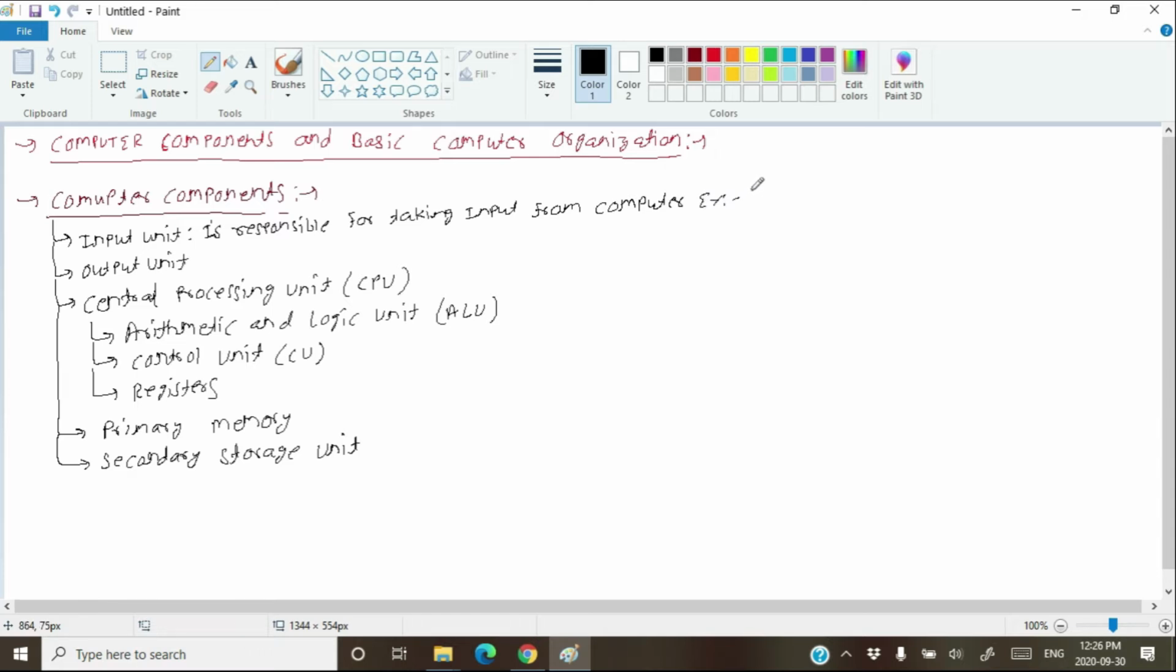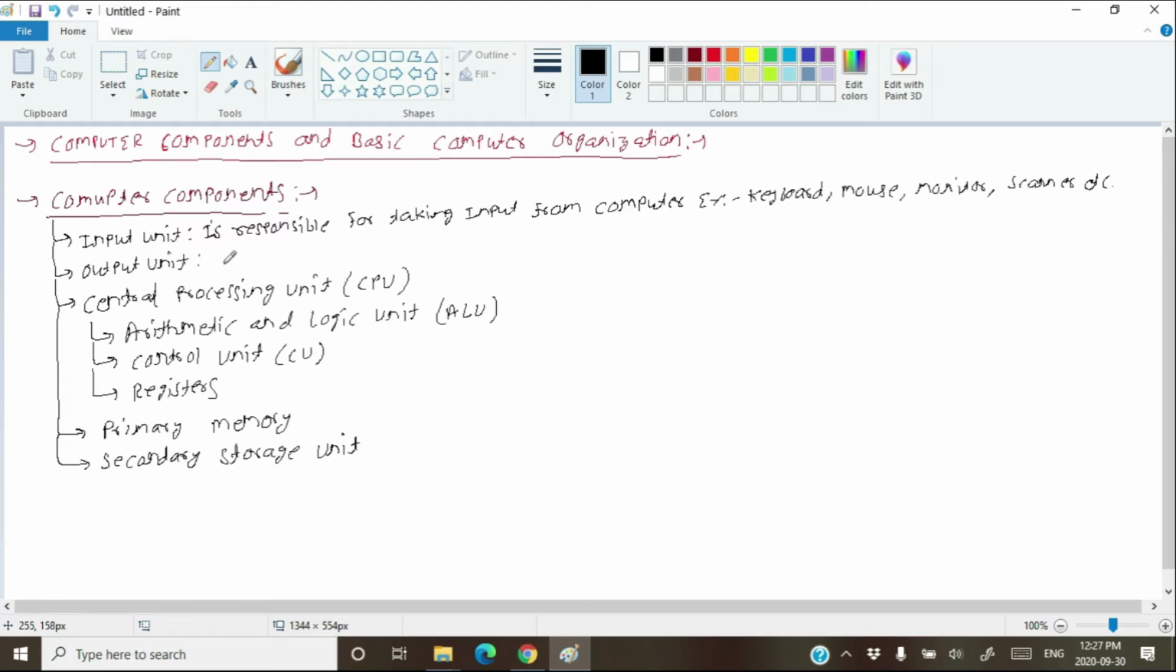Examples are keyboard, mouse, touch screen monitor. Okay, not all monitors, touch screen monitor. Then scanner, etc. So these are a few components of the computer through which the computer can take inputs. All these components together are called input unit.